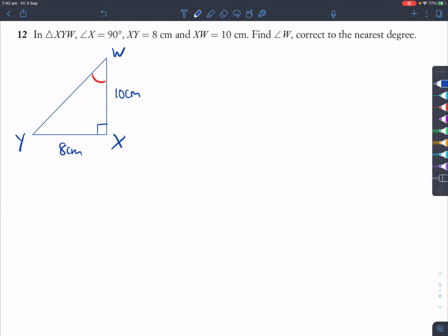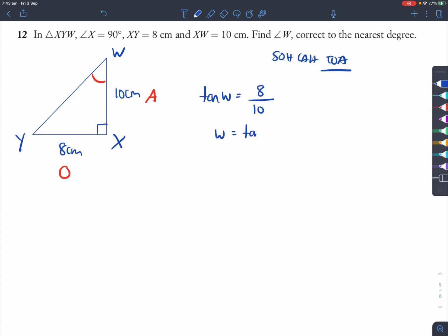So that means the angle at the corner W. And you've got to find that correct to the nearest degree. So the opposite edge in this case is 8, whereas the adjacent edge, just right beside this angle and that 90 degrees angle, is the adjacent edge. So now, using our mnemonic SOHCAHTOA, we know we've got to use the tan ratio. So tan of the angle, in this case, the angle here, what we use is W to denote that. Tan W is going to equal 8 over 10.